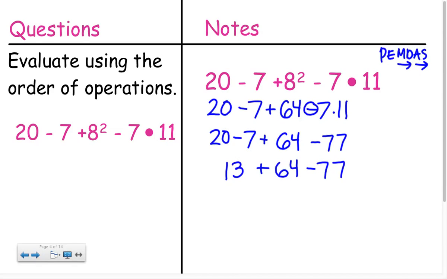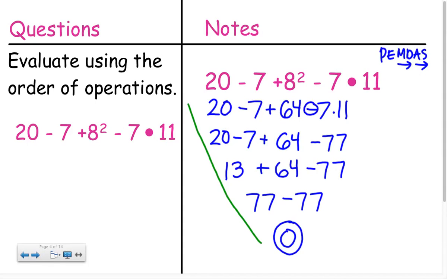Again, I go from left to right, so 13 plus 64 is 77, minus 77, which is 0. And again, if we solved our problem neatly, we should end up with either a pizza or an ice cream cone.